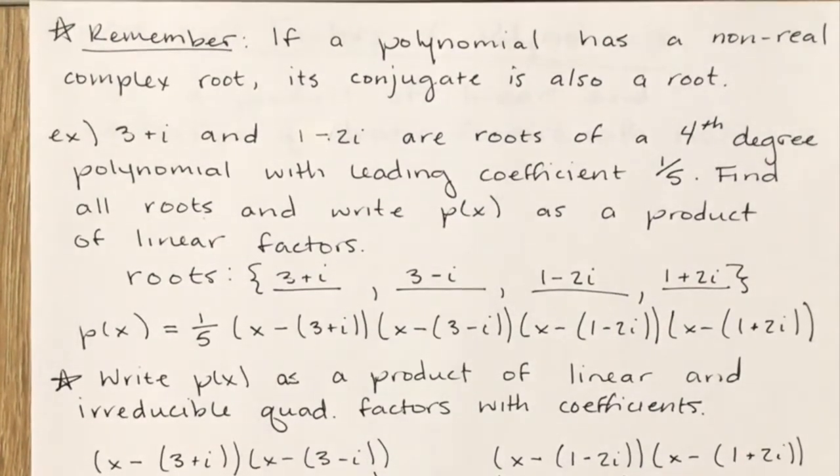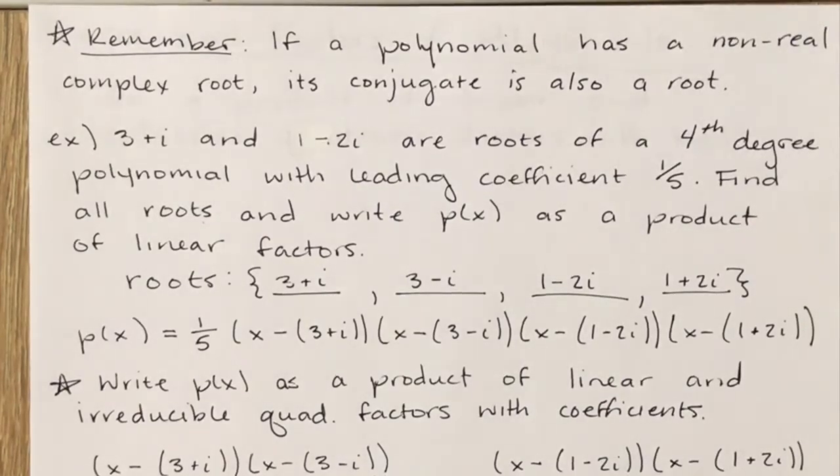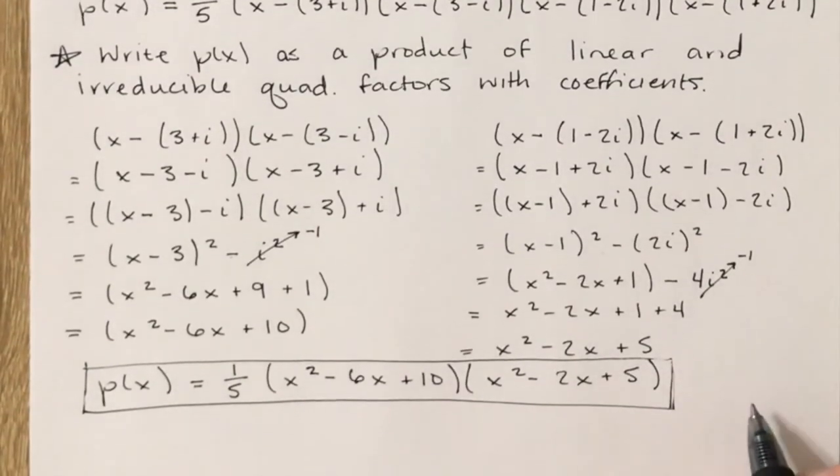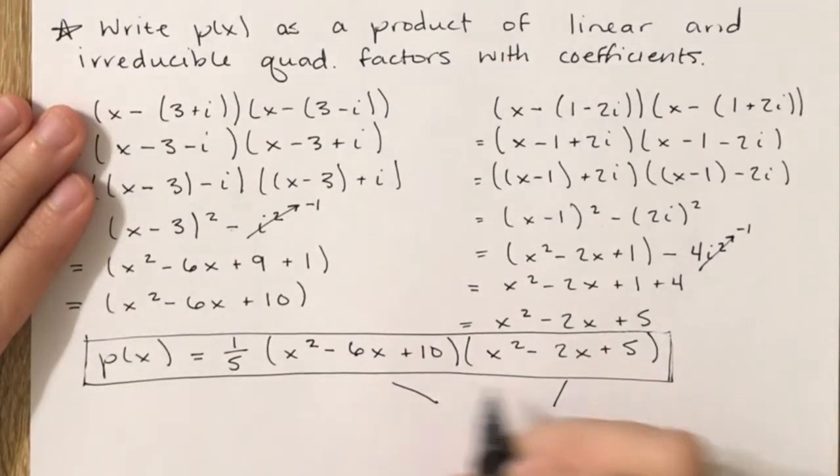Now, all of the factors have real coefficients, even though they're quadratic, and this is the answer, right? Both of these are irreducible quadratics.